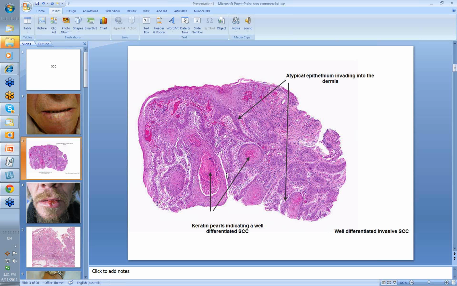these keratin pearls. Because remember, keratinocytes are essentially there to produce keratin to form the normal stratum corneum, and even abnormal keratinocytes will form keratin. When you see keratin pearls like this, though, it's regarded as a well-differentiated SCC, because as the SCC becomes less differentiated, then the capacity to form keratin decreases.